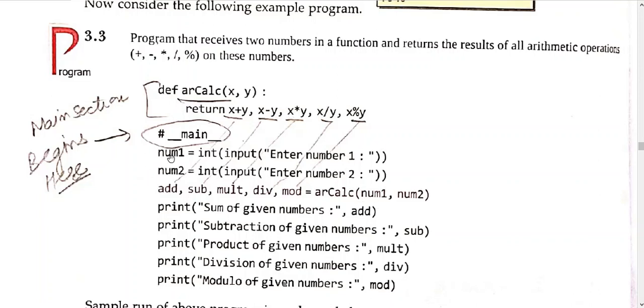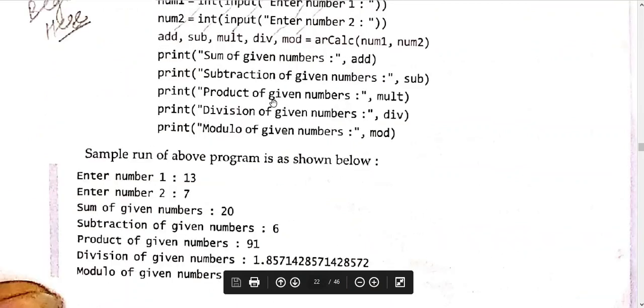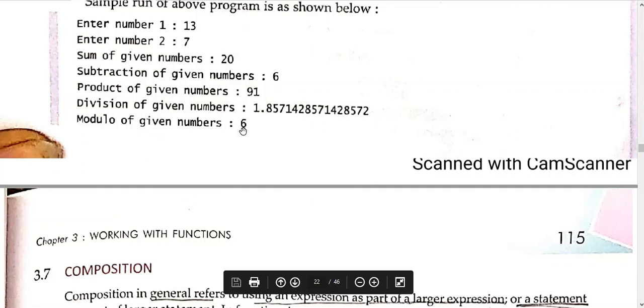You will get num1 and num2 from the user. Okay, this num1 and num2 in this function call will be passed to x and y. This x and y will be used to obtain addition, subtraction, multiplication, division and modulus. Okay, modulus is used for calculating the remainder of the division. So it will be stored respectively, and then we will use this print statement to print the results. Okay, if you have passed 13 and 7, then sum will be 20, subtraction will be 6, product will be 91 and division will be this, and modulus, the remainder, will be 6.